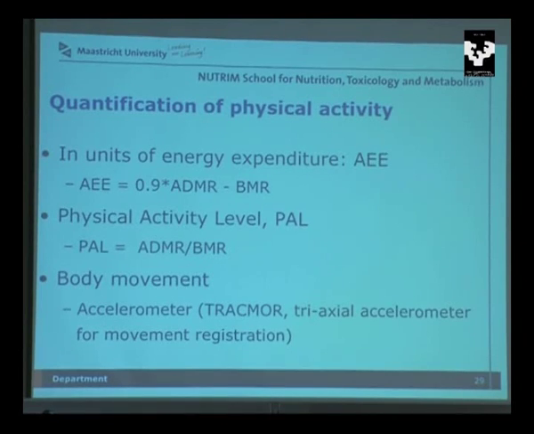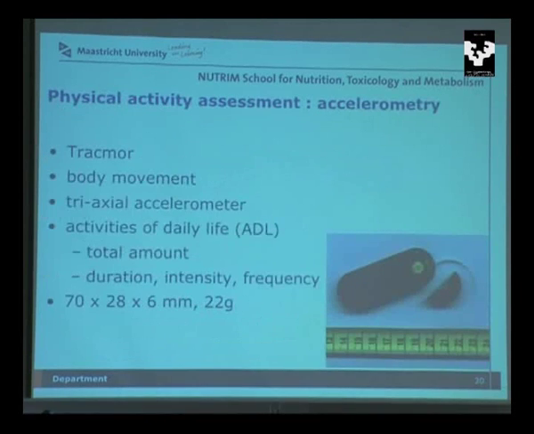And then you can also measure, maybe not the energy expenditure, but you can measure just the body movement. And we do that with accelerometers. So we want to know how much you are actually moving during the day. And this is one device, but there are many more on the market. Are you familiar with accelerometers?